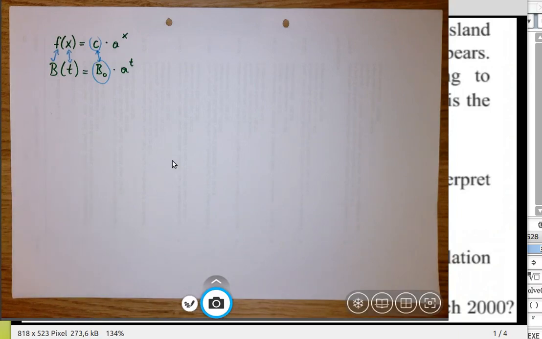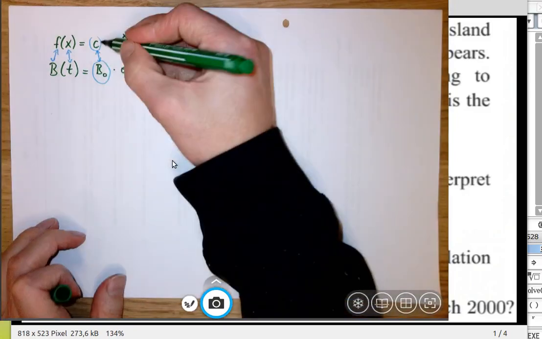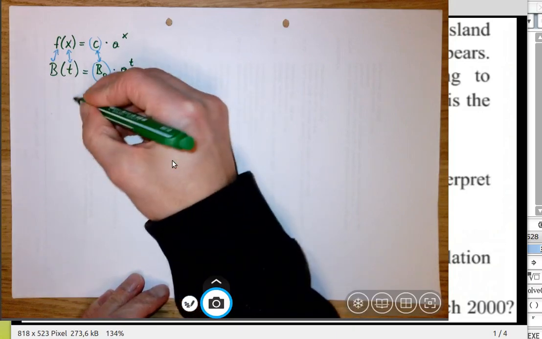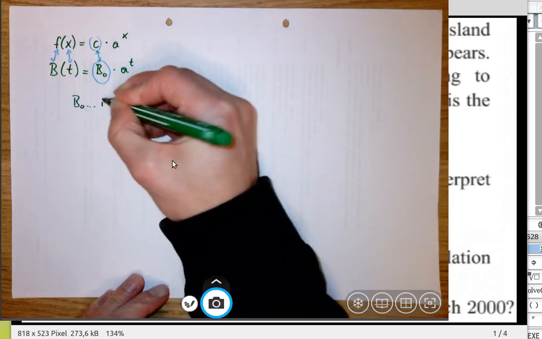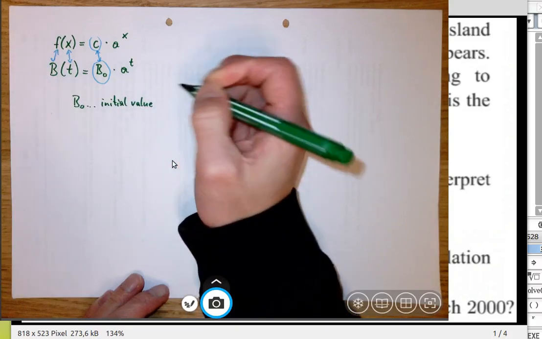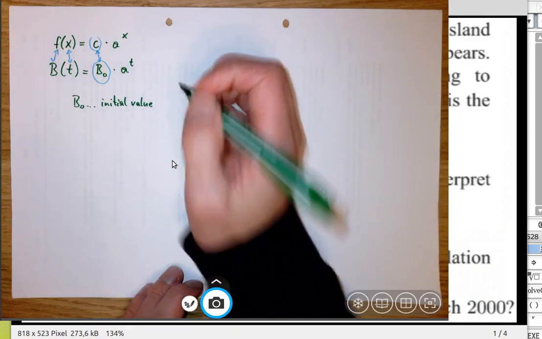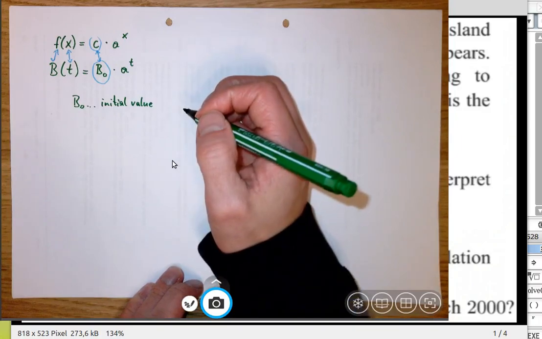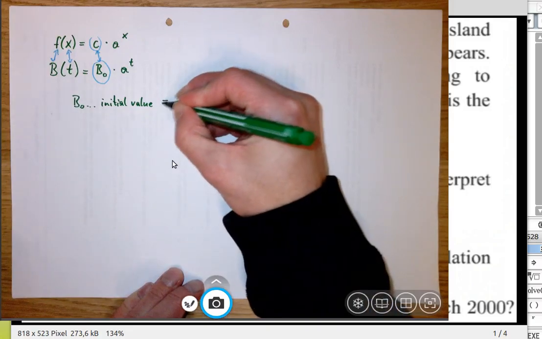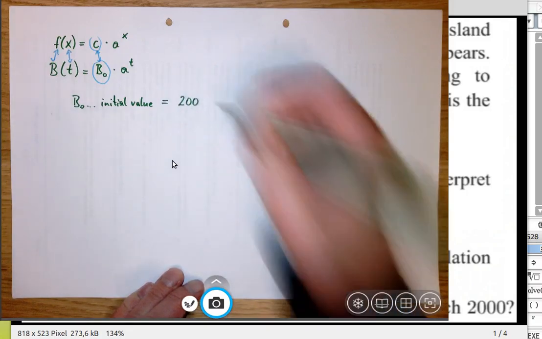Okay, our first task will be to find B0. We know that c or B0 is always the initial value. And in this case they told us that the initial value was 200 bears that were introduced in 1998. So in this case it's just 200.